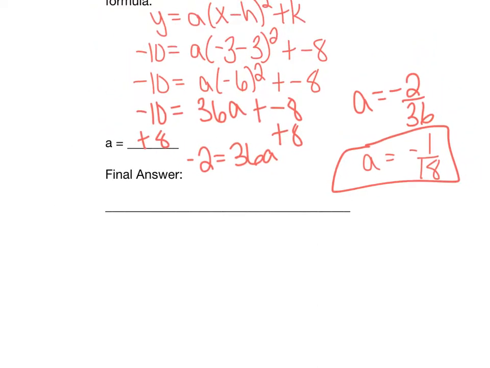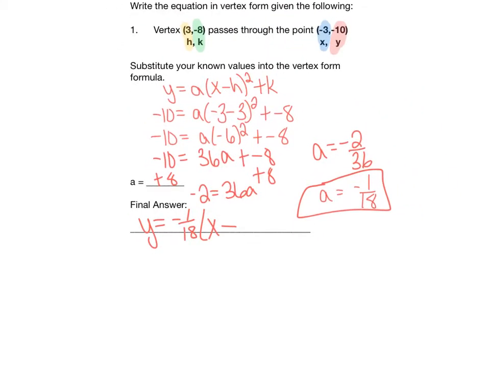And then we just write our final answer. Y equals, I know what my a value is, I have -1/18. X minus h, remember h was 3, so x minus 3 squared plus k, and k was -8. So we could also have written -8 instead of plus -8.